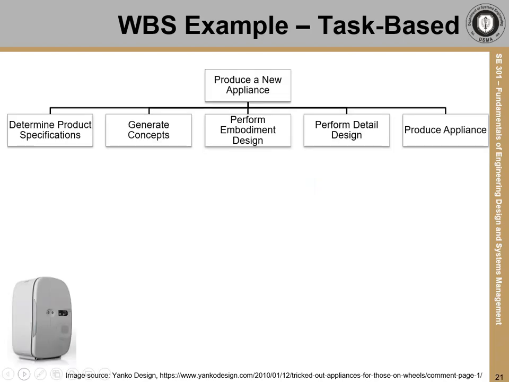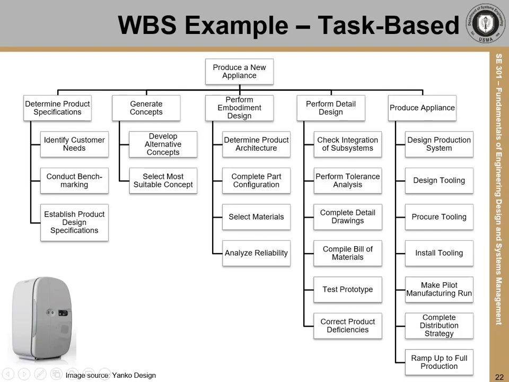Here we've taken the overall objective and decomposed it into the activities that must take place from start to finish. Each activity is phrased as a task that must be accomplished: determine the product specifications, generate concepts, perform embodiment design, perform detail design, and produce the appliance. Since these activities are not sufficiently clear and may be a bit ambiguous, we need to decompose each of them further. Now you can see the different tasks that make up the 5 top-level activities, and there's additional fidelity to what the project will entail.